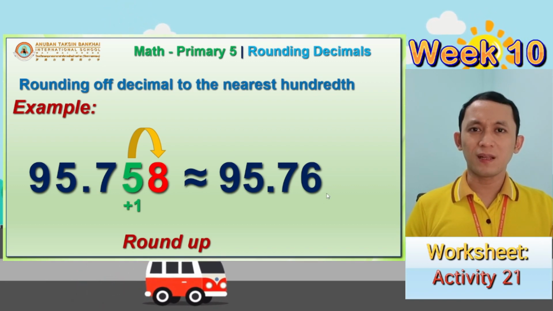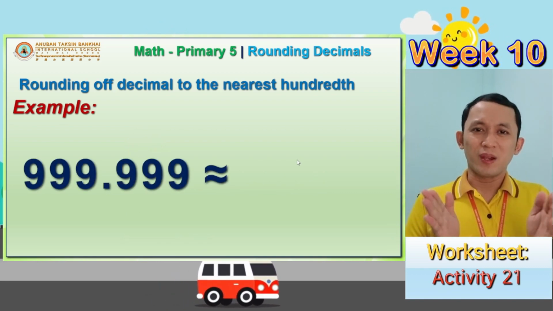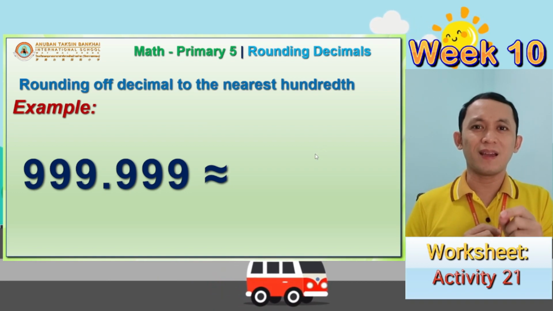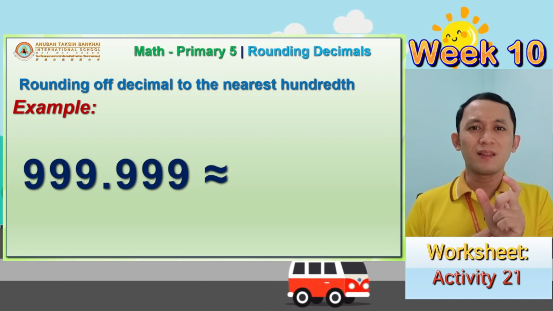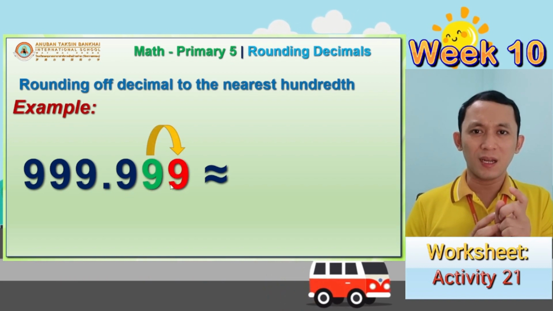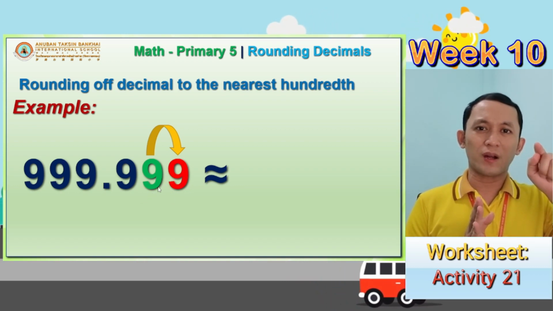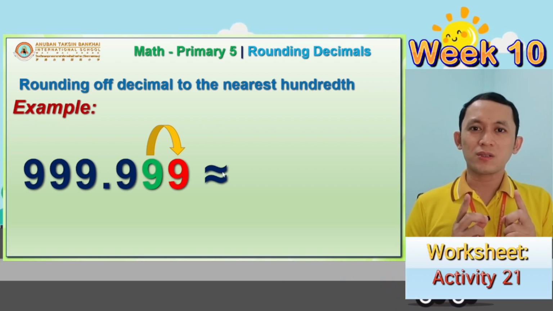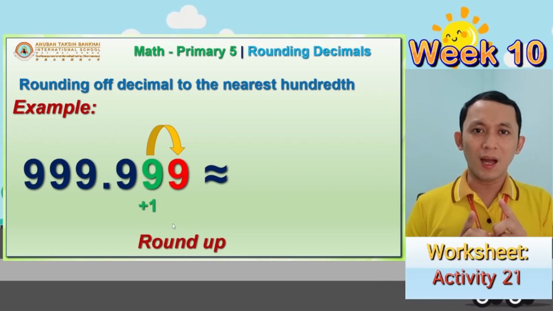Now let's have our final example here. Okay, so it's already getting bigger and bigger. We have 999.999. Okay, so we have all digits 9. So let's check the digit on the hundreds place. So we have here 9, and we check the number on the right side. That is still 9. So of course, since our digit is 9, we are going to round up.